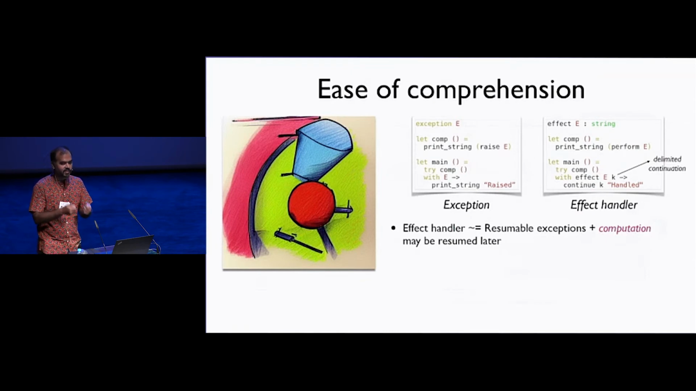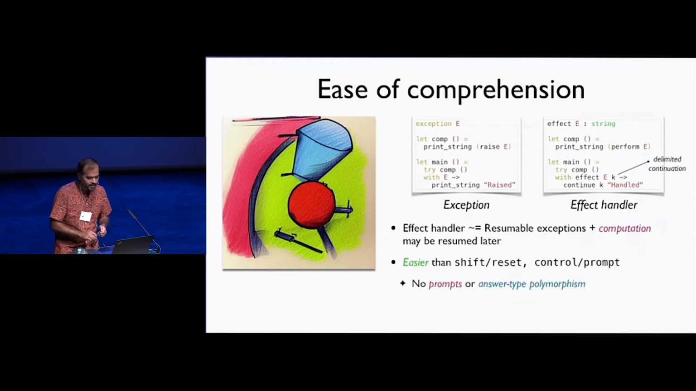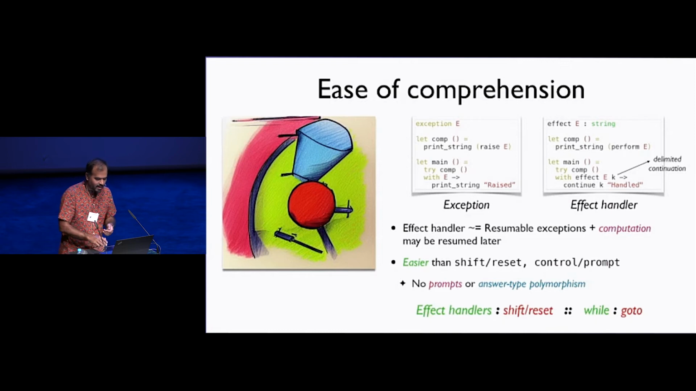And the way I explain effect handlers to OCaml programmers is that operationally they are very similar to resumable exceptions, where the computation may be resumed later, right? So this is sufficient for starting to program with effect handlers. And the other reason why they tend to be easier than other control operators like shift/reset and control/prompt is that you don't have to carry around this prompt, or you don't have to deal with answer type polymorphism, if you know what those mean. Andrej succinctly put it as effect handlers are to shift/reset as while is to goto, right?